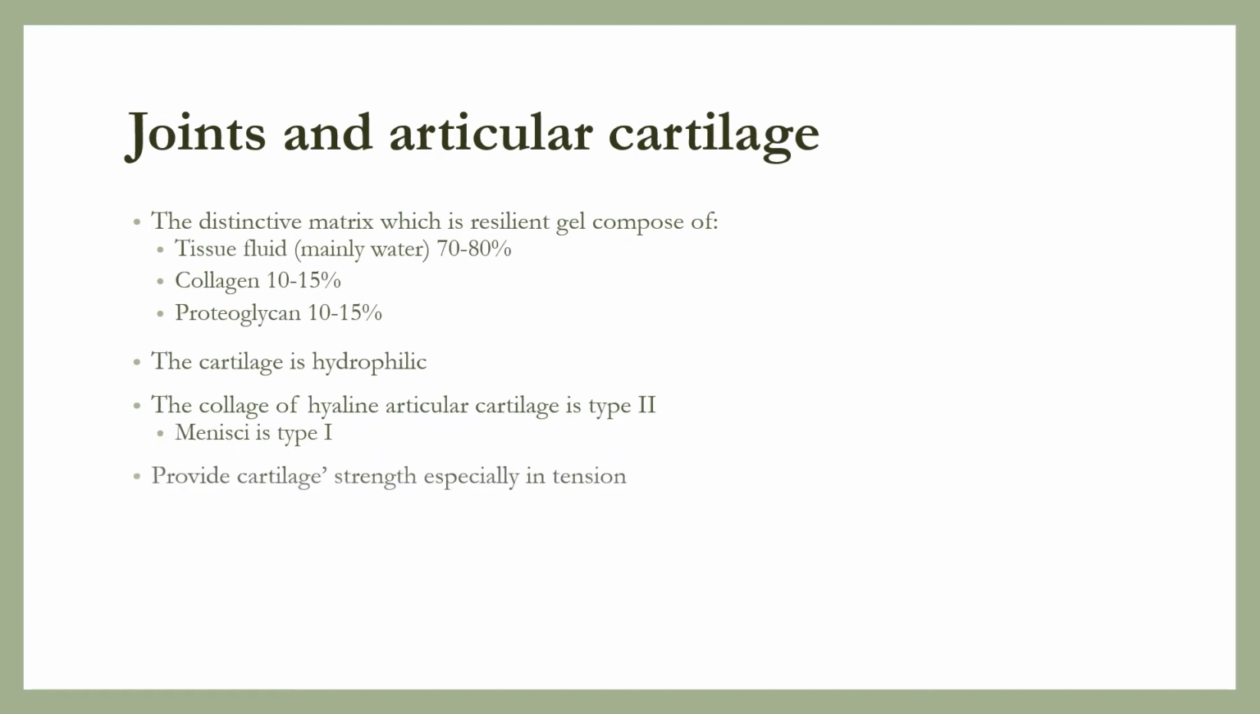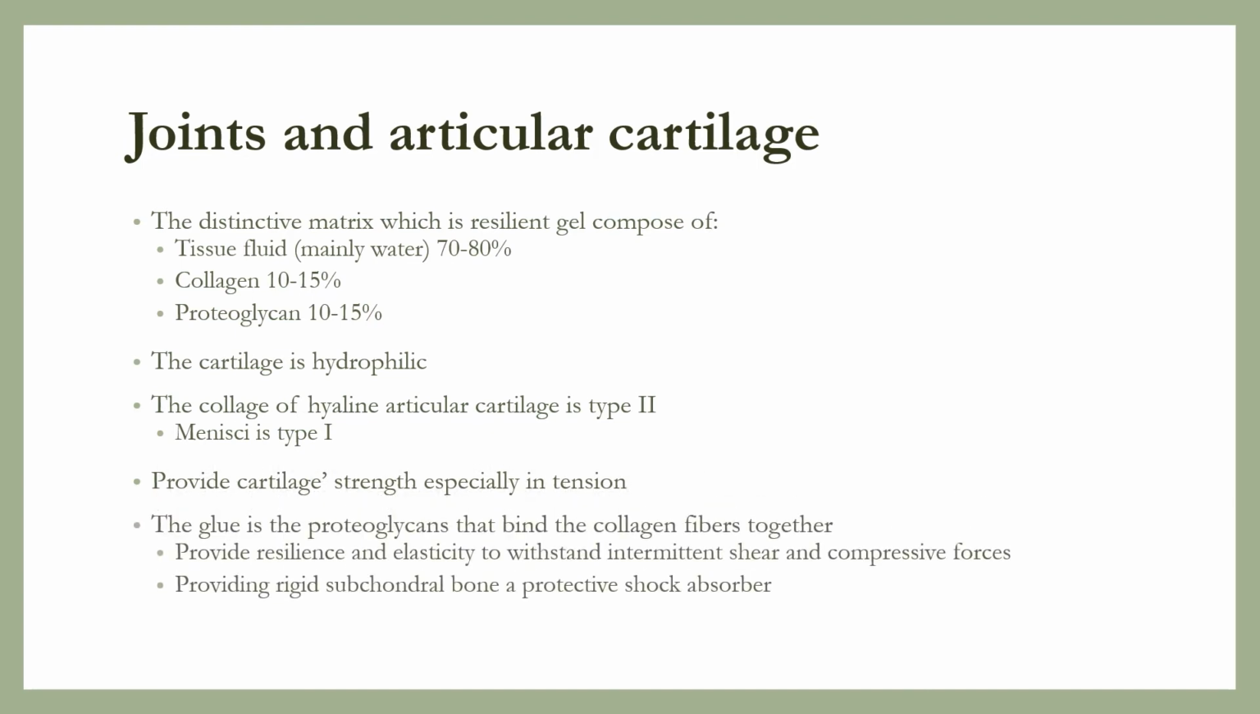The cartilage is hydrophilic. The collagen of hyaline articular cartilage is type 2, while menisci consist of collagen type 1. It provides cartilage strength, especially in tension. The glue is the proteoglycans that bind the collagen fibers together. It provides resilience and elasticity to withstand intermittent shear and compressive force. It provides rigid subchondral bone, a protective shock absorber.